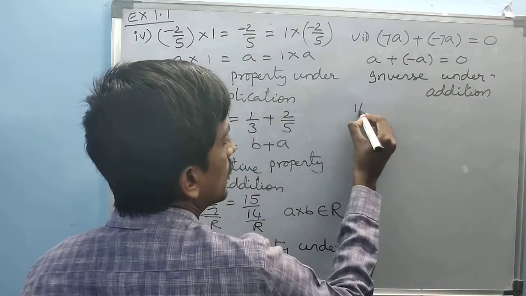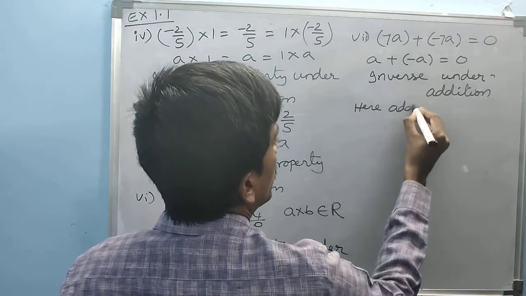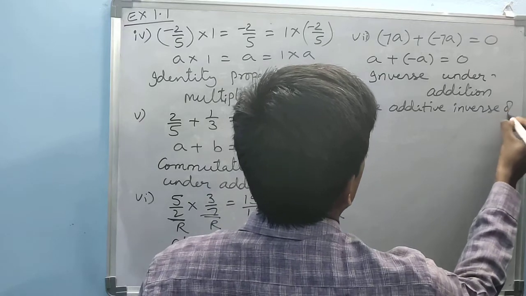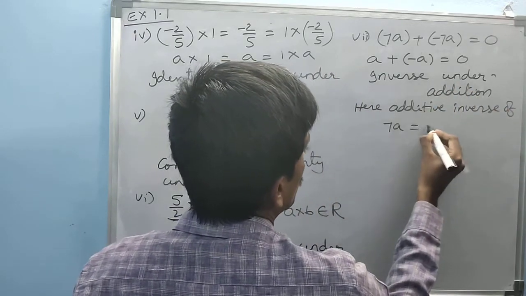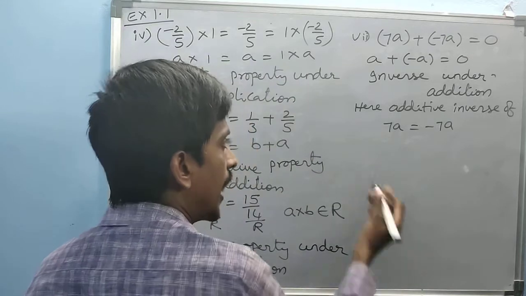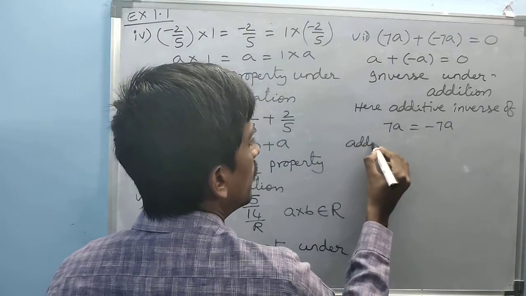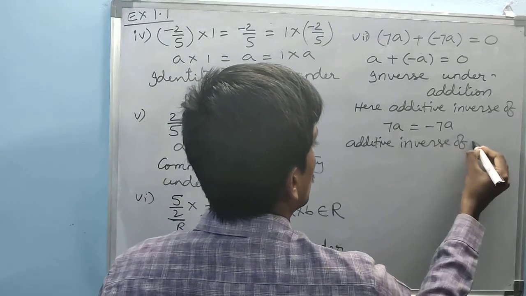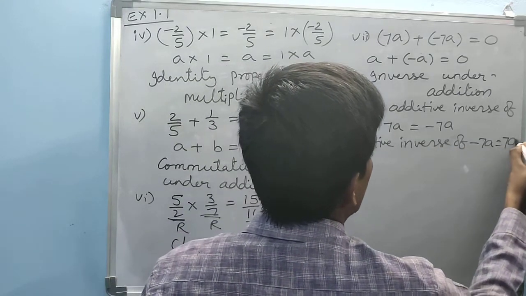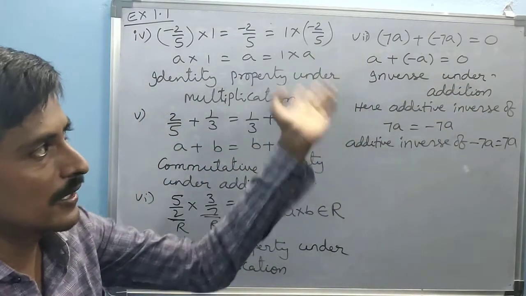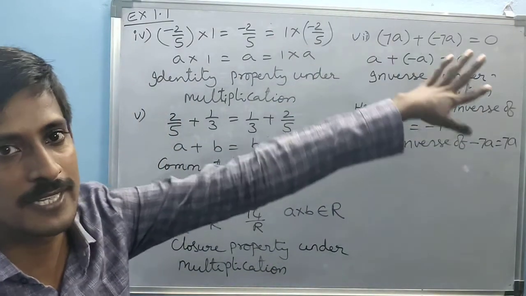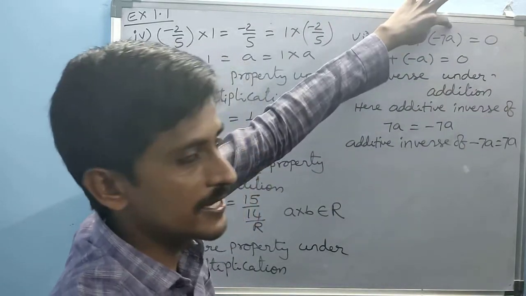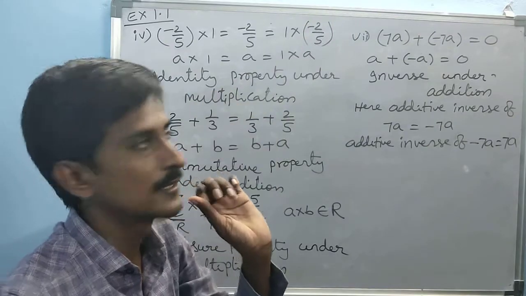So here, the additive inverse of 7a equals minus 7a, or the additive inverse of minus 7a equals plus 7a. You write the same. That one is given, this one is the answer. 7a is given, this is the additive inverse. Minus 7a is given, this is the additive inverse.